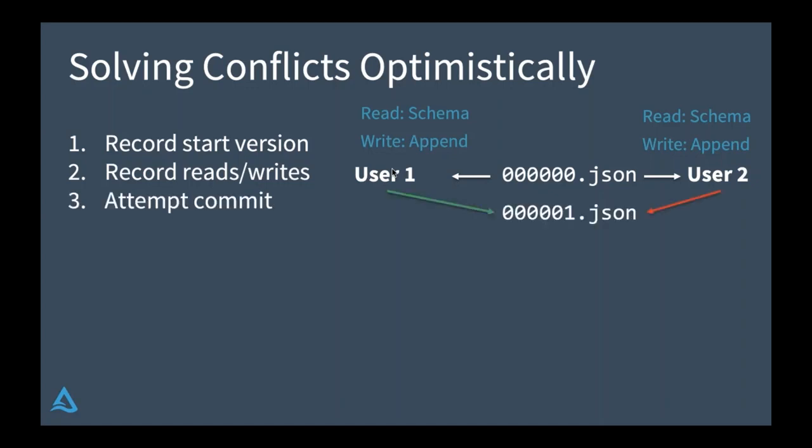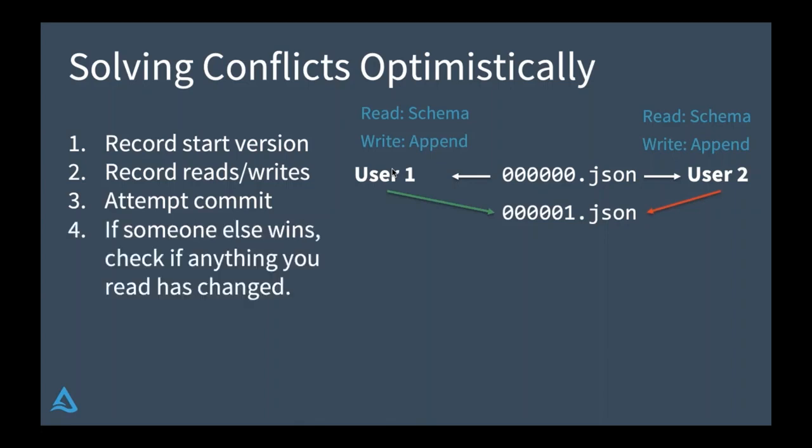Now they both try to commit, and in this case, user 1 wins the race and user 2 loses. But what user 2 will do is check to see if anything has changed. Because the only thing they read about the table was the schema, and the schema has not changed, they're allowed to automatically try again. And this is all hidden from you as the developer. This all happens automatically under the covers. So they'll both try to commit, and they'll both succeed.